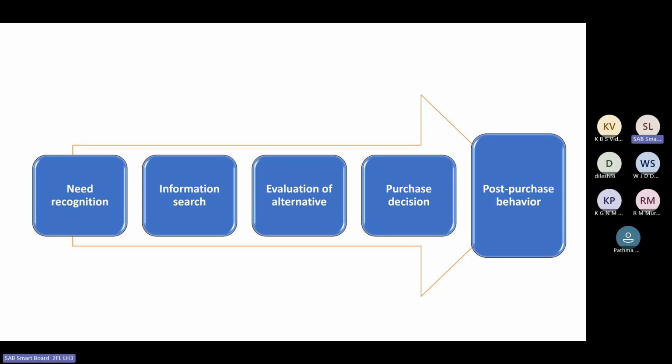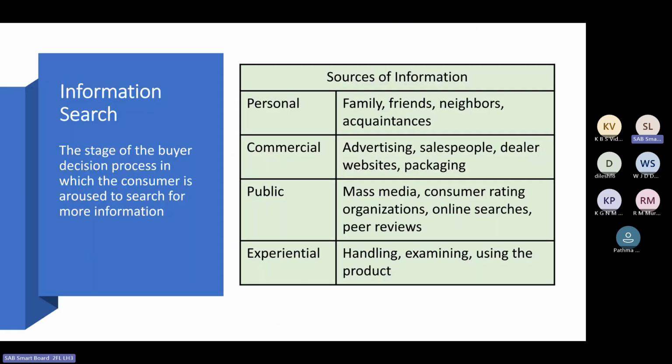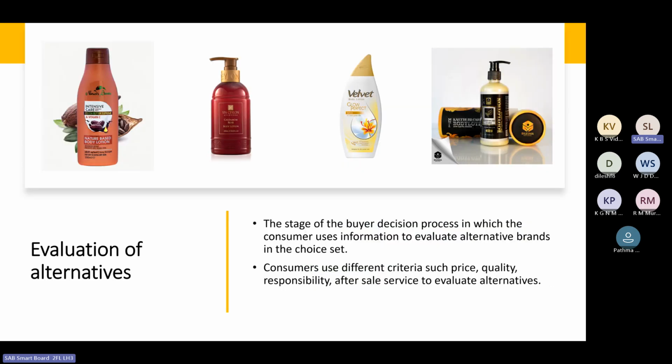Right, okay, now let's take 5 to 10 minutes and discuss how, for the same product that I gave you, you would follow this process when it comes to buying it. When it comes to need recognition and the information search stages, you need to tell me exactly how you would find information. Is it from family, friends, or which kind of information will you be getting? You need to explain to me.